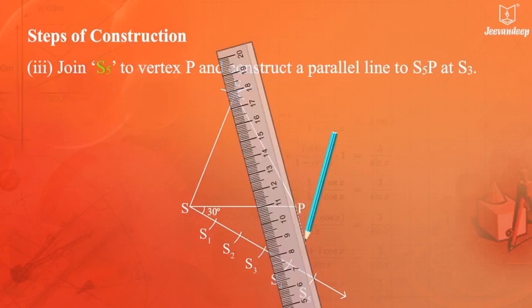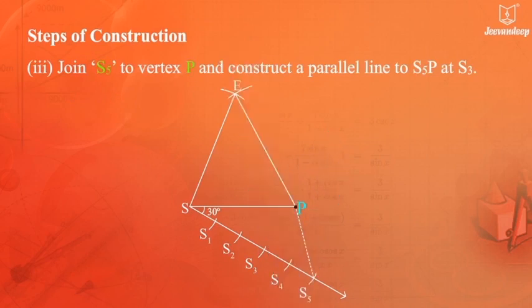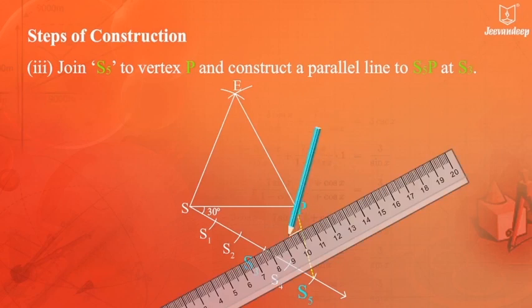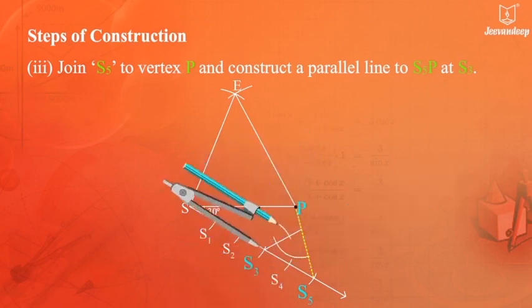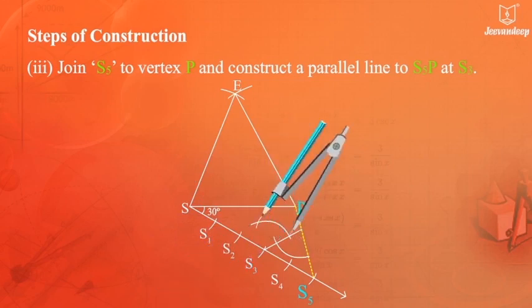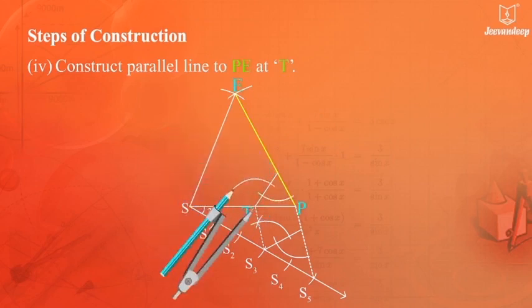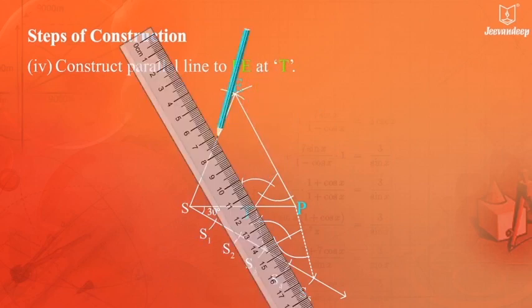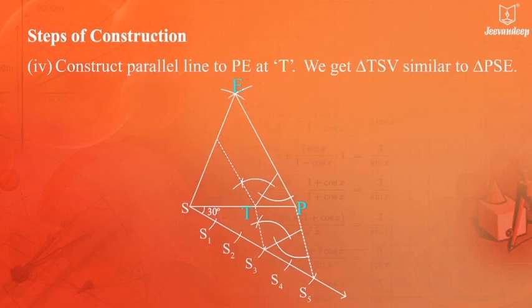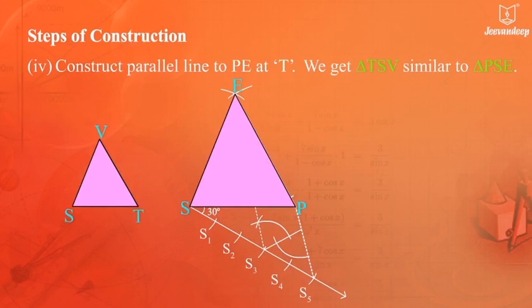Three, join S5 to vertex P and construct a parallel line to S5P at S3. Four, construct a parallel line to PE at T. We get triangle TSV similar to triangle PSE. Therefore, triangle PSE is similar to triangle TSV.